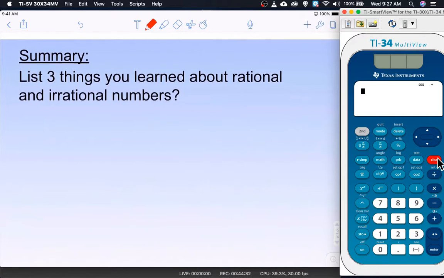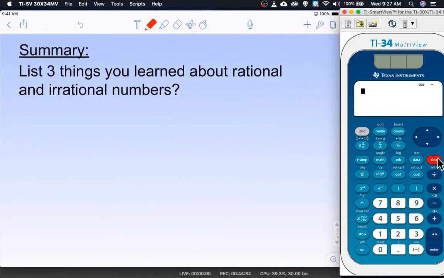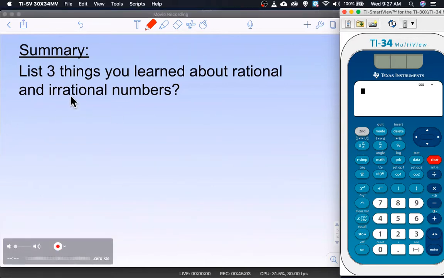And for our summary, since this is the last lesson on rational and irrational numbers, can you list 3 things you learned about rational and irrational numbers? So you might have put down things like rational numbers can be turned into a fraction. Irrational numbers are decimals that do not stop and do not have a repeating pattern. They go on forever. We usually think of irrational numbers as big, ugly decimals, where rational numbers are usually short, pretty decimals. Not always, but usually.